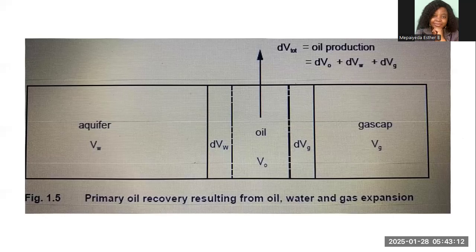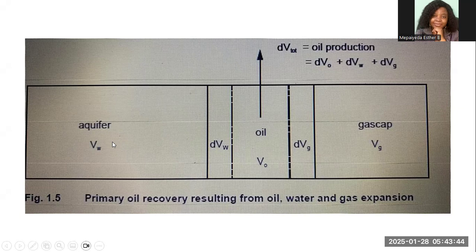Okay, so for instance, we have here, I believe from the previous videos, you have a basic understanding of what this is about. You have the volume of your oil here, the volume of your gas, volume of your water. You have your aquifer. We said a few things about your aquifer, and then you have your gas cap. So all these are drives that contribute to the production of oil from your reservoir.